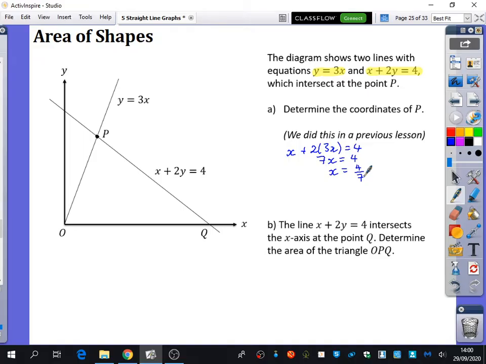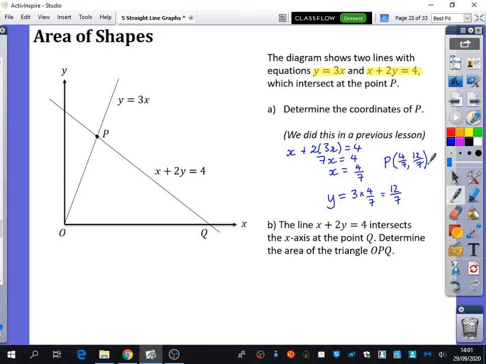But that's not the coordinates, that's just the x coordinate. How would I find out what the y coordinate is? You sub that into what? Into the y equation. Which y equation? y equals 3x. I agree, this is the easiest one to do. So I'm going to substitute the x into here. So it's going to be 3 multiplied by 4 over 7. 3 times 4 from the numerator is just 12 over 7. So the coordinates of P are the x coordinate and the y coordinate.